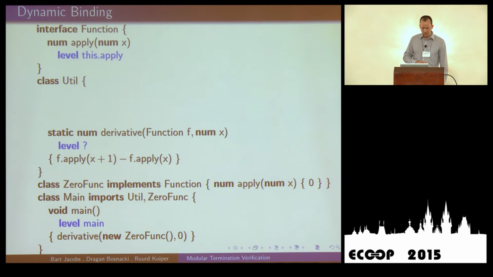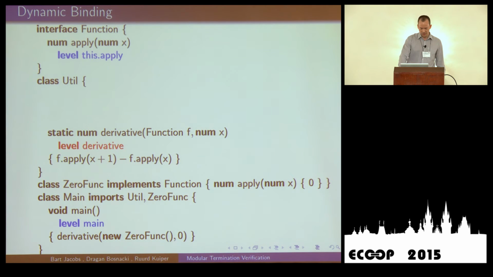And then finally, we need to come up with a level for the derivative function. And here it becomes interesting, because just applying the pattern that we saw before, we should pick level derivative. But now we cannot verify the body of derivative, because it calls f.apply, and we don't know, in general, when verifying this method, whether f.apply is indeed less than derivative or not. Indeed, in this particular example, f.apply is ZeroFunc.apply, which is greater than derivative. Or actually, it's not related because ZeroFunc doesn't import Util. So they're unrelated method names in the partial order. So this doesn't work.